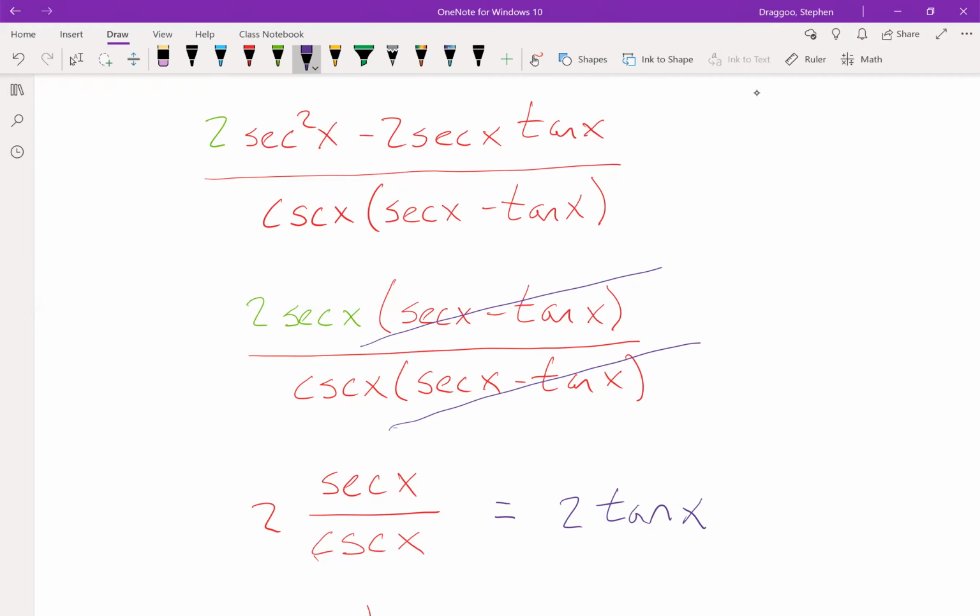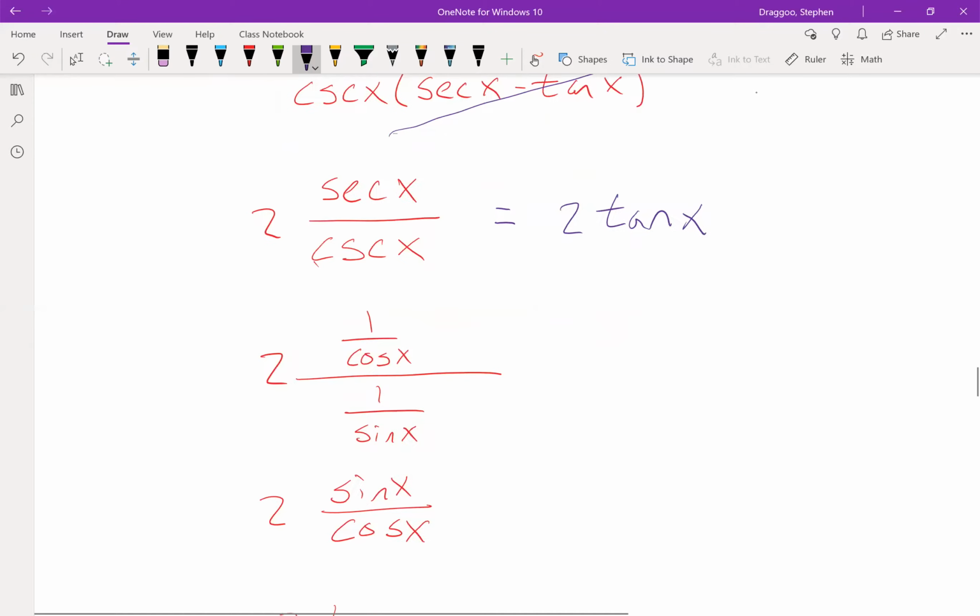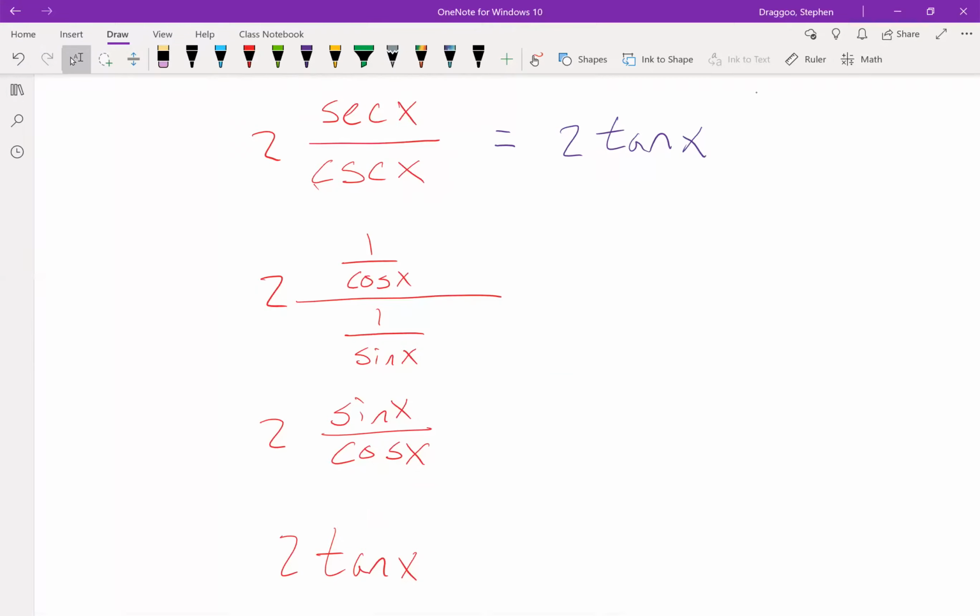If you're not as comfortable with that identity or would like to see more steps, then you're in luck, because I have those. So I'm going to change secant to 1 over cosine, and then I'm going to change cosecant to 1 over sine. So just changing secant and cosecant into sines and cosines. Now dividing by a fraction is the same as multiplying by a reciprocal. So 1 over cosine divided by 1 over sine is sine over cosine, and that is a reciprocal identity that we know is equal to tangent of x.